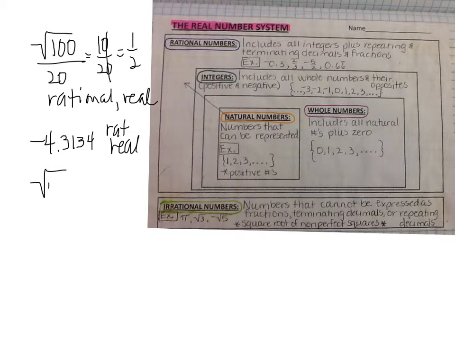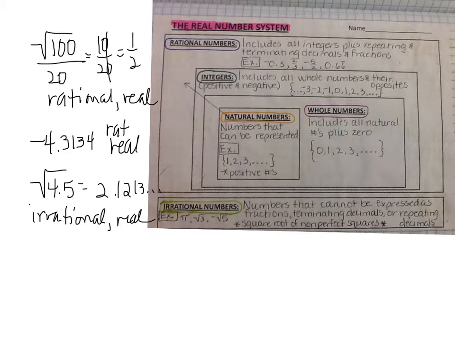Square root of 4.5. Is 4.5 a perfect square? Okay, if you're not sure, take the square root of 4.5, and you get 2.1213, dot, dot, dot, right? So what is it? It's a decimal, but it does not terminate and it does not repeat a pattern. Therefore, it is irrational and real. Anything that falls on this page is a real number.